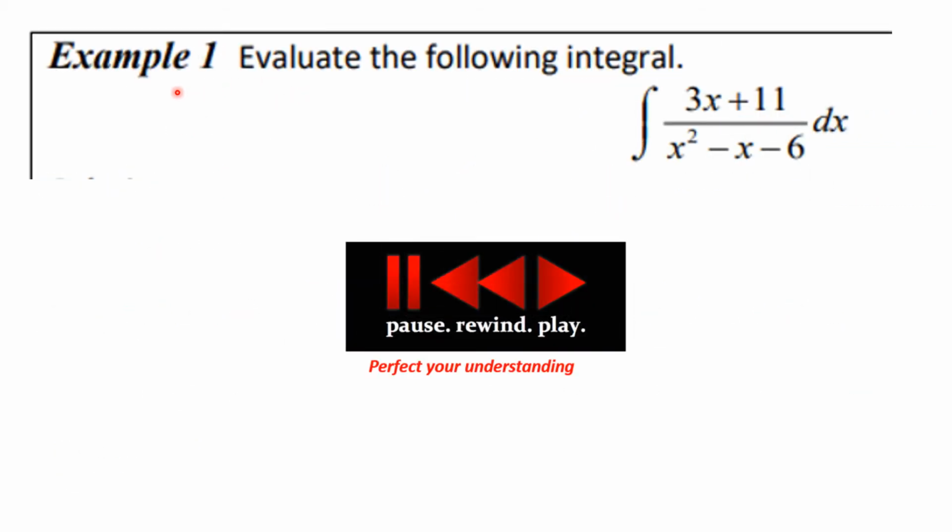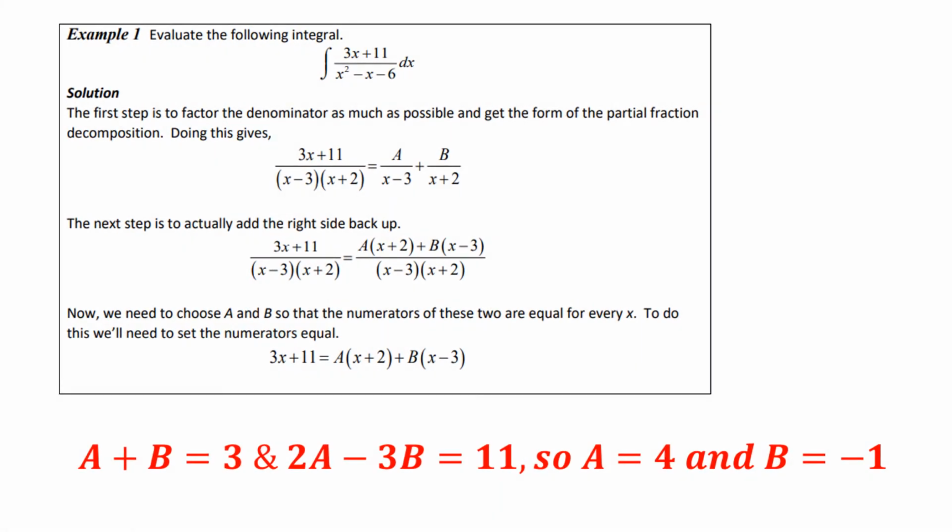Okay, so example 1 is evaluate the following integral. This is the one that we actually already did, so I'm not going to ask you to do this. I'm going to go straight to the solution. But we are going to do partial fractions here. So you see, first thing we do is we observe that the numerator is of degree 1, the denominator is of degree 2. So that means I don't have to do long division. Then I factor x squared minus x minus 6 to get this.